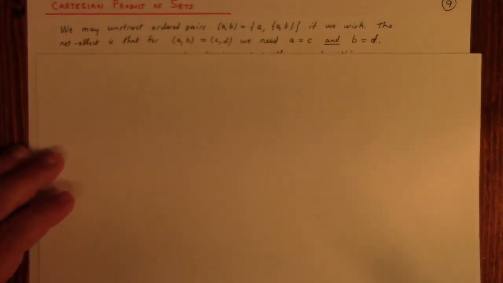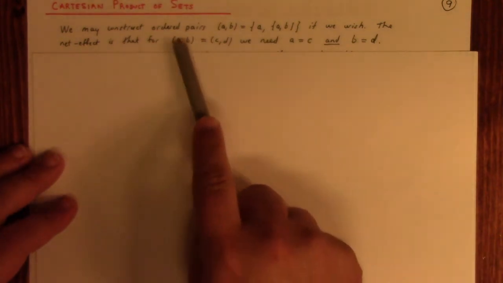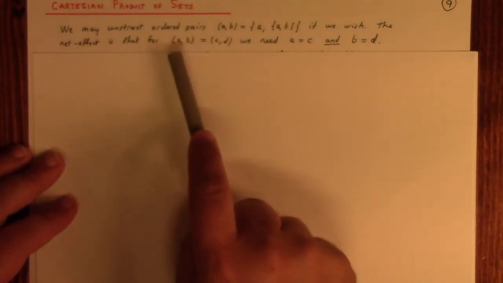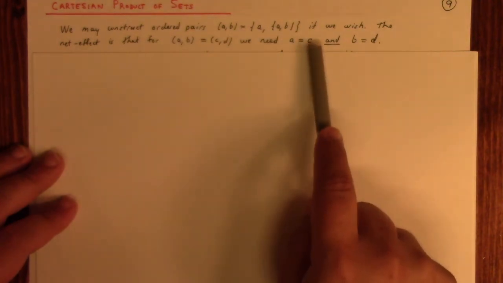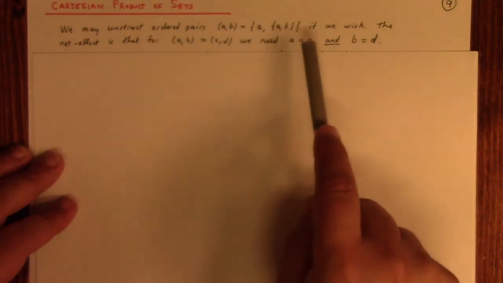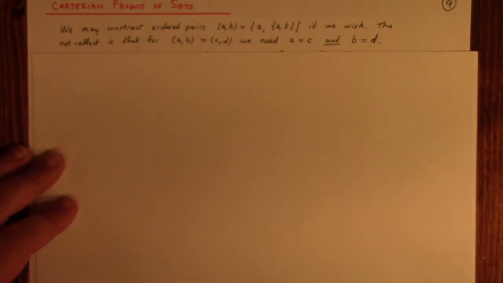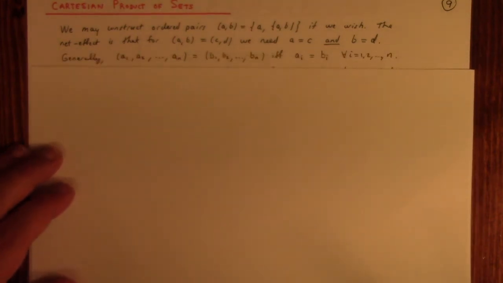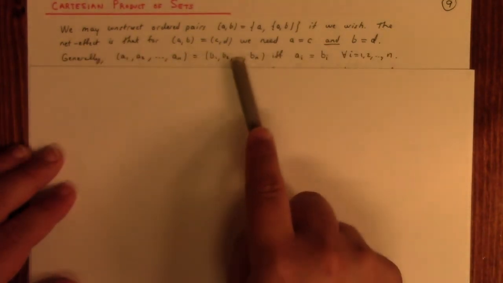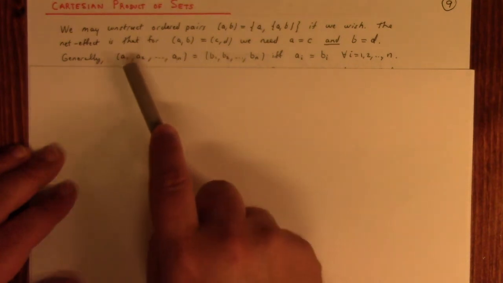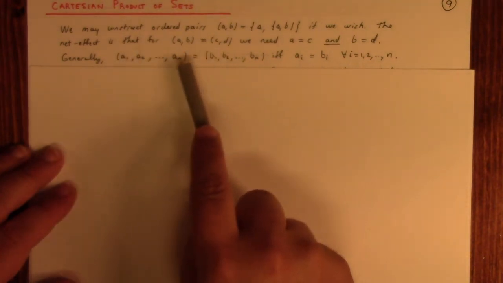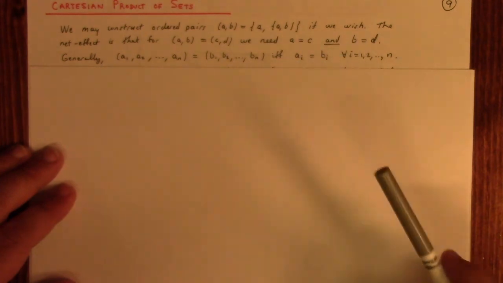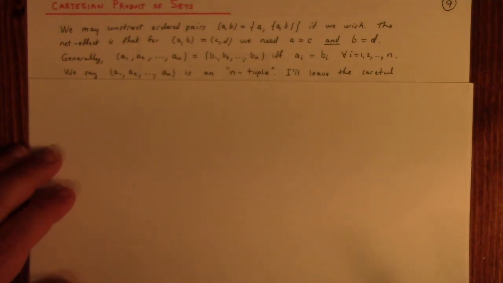And the key thing that you would get from that, the net effect, is that in order for two ordered pairs to be equal, you would need that the A matches the C and the B matches the D. In other words, you need them to be component-wise equal. And that's really what we're after when we construct ordered pairs, is that the order matters, right? And more generally, if we have this n-tuple equal to that n-tuple, it's only going to be the case if this one matches that one, and that one matches that one, all the way down the line, right? So they have to be equal as ordered lists, essentially.